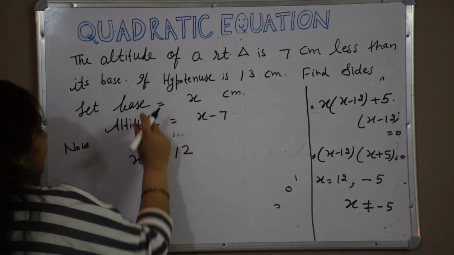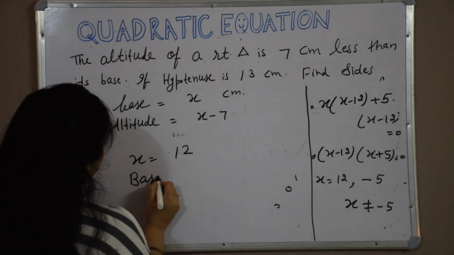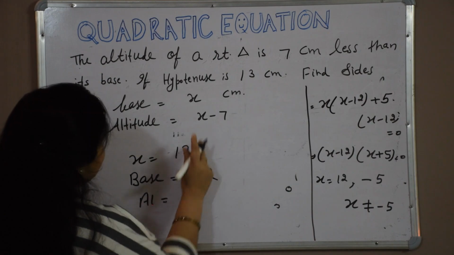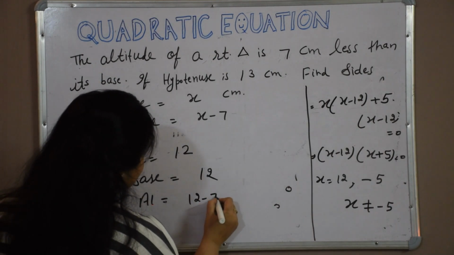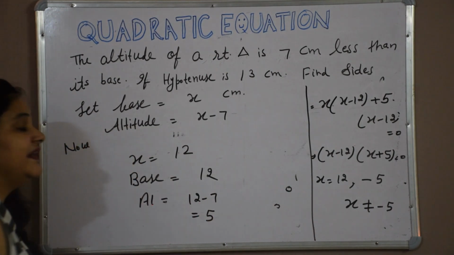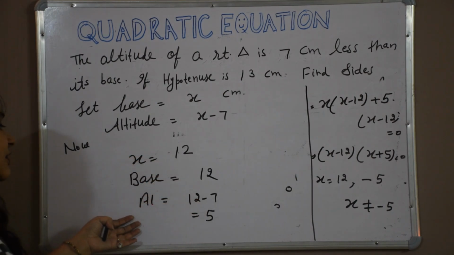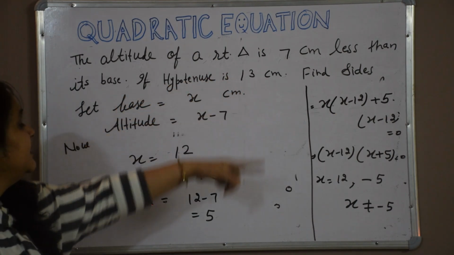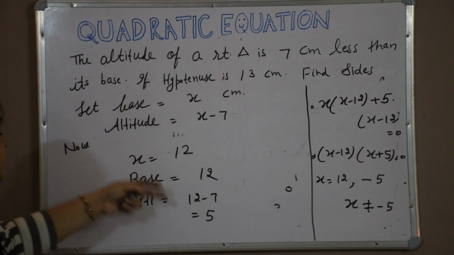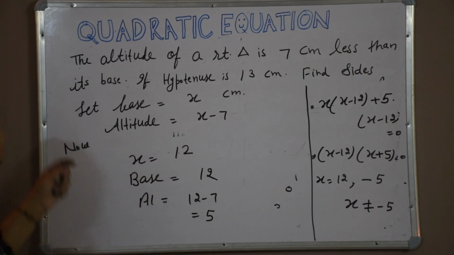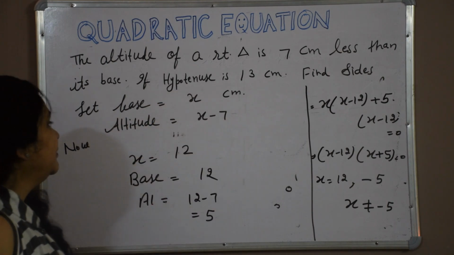But what was our x? It was our base. So our base is 12 and our altitude is 12 minus 7, that is equal to 5. So we have to find the other two sides, and those are base is 12 and altitude is 5, and you can check it was given that altitude is 7 centimeter less. So you are getting 7 centimeter because their gap is 7 and hypotenuse is 13.